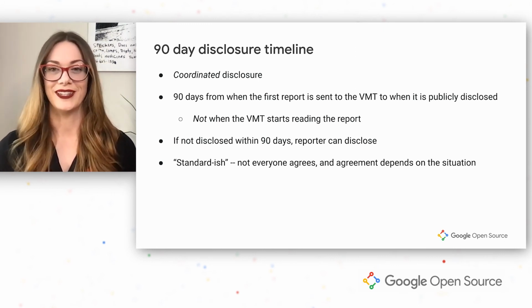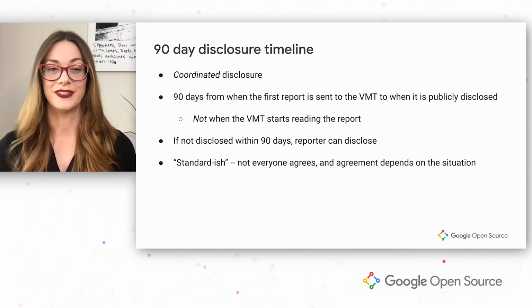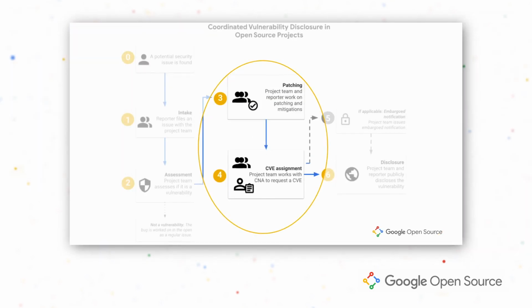I should also mention it's not universal. Sometimes, depending on the severity of the vulnerability or a researcher's preference, they might not want that. They might want 7, they might want 30. And so it's just important that you talk and figure out what's going to work for both parties.